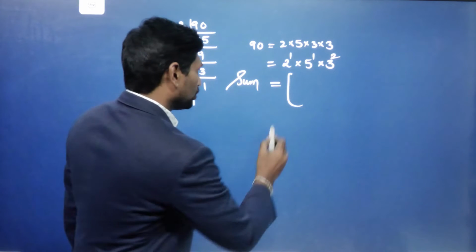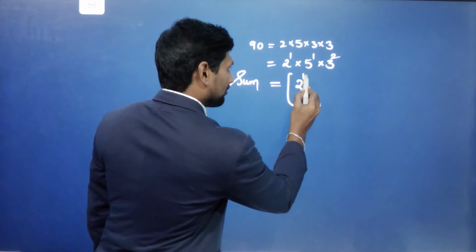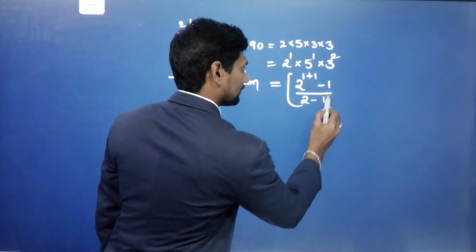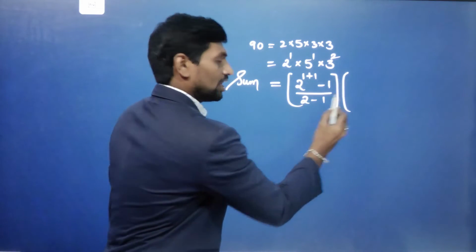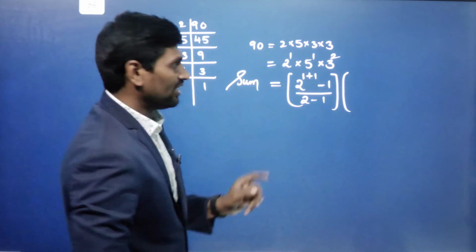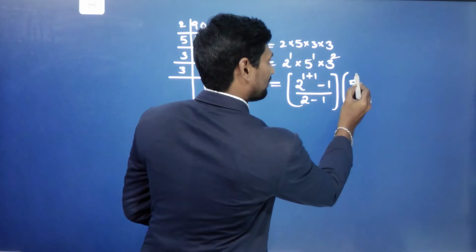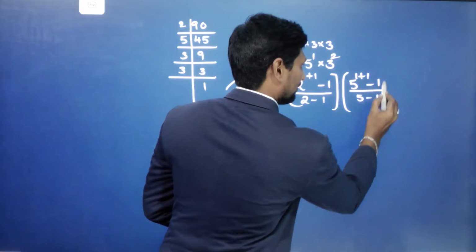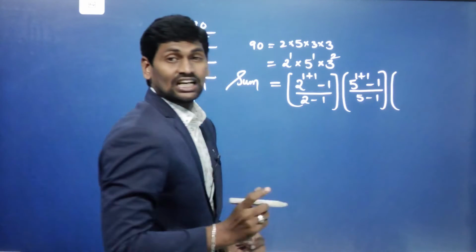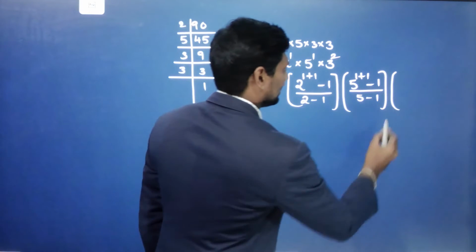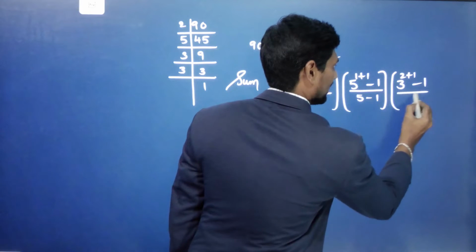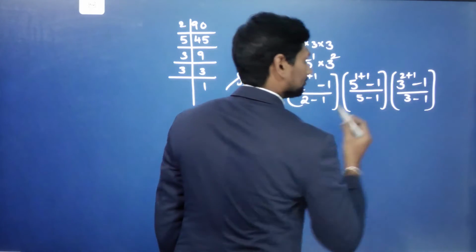First prime number 2: 2 power 1 plus 1 minus 1 by 2 minus 1. Now the second prime number is 5 here: 5 power 1 plus 1 minus 1 by 5 minus 1. And the third prime number is 3: 3 power 2 here, so 2 plus 1 minus 1 by 3 minus 1.